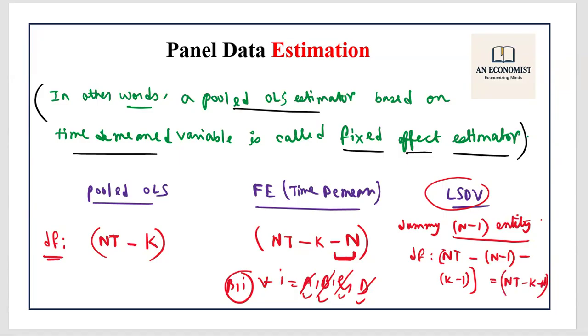So what you can say from here is that both the fixed effect time demeaning model and the least square dummy variable model have the same degrees of freedom. See, NT minus k minus n, here also you have NT minus k minus n. So the fixed effect time demeaning method and the least square dummy variable method will both give you the same degrees of freedom, but they are computed differently. That is the only thing that you have to know.